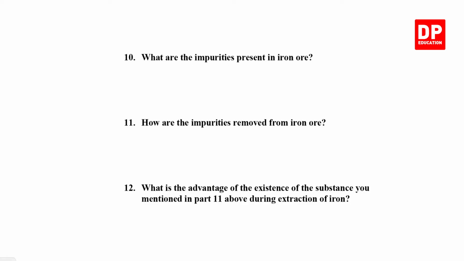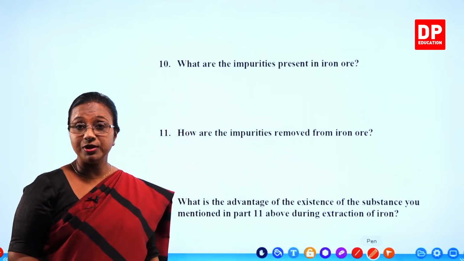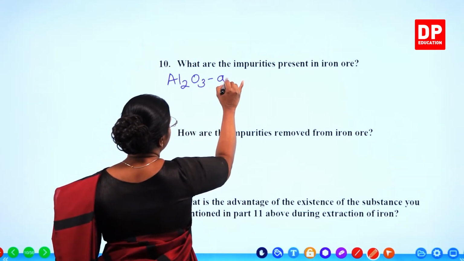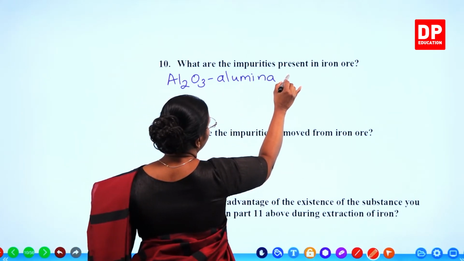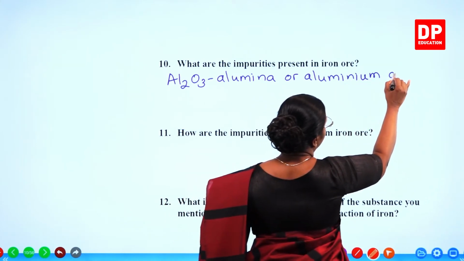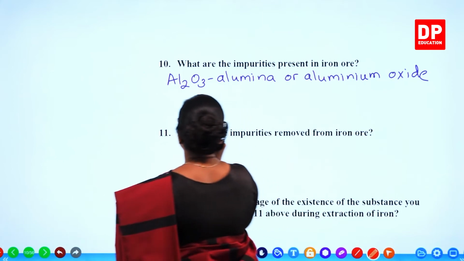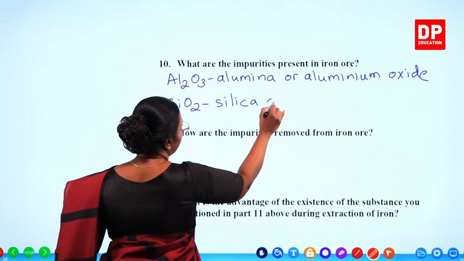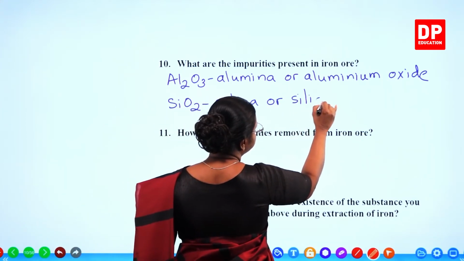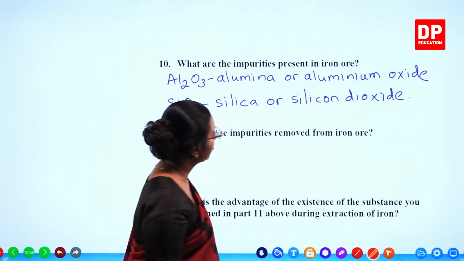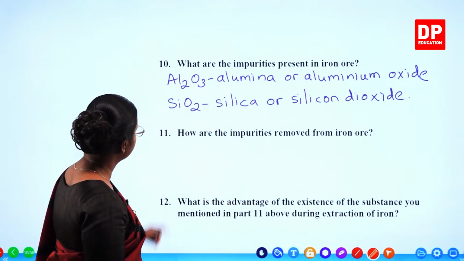10. What are the impurities present in iron ore? So I have told you all this before. What are the impurities present? Alumina is Al2O3. This is known as alumina, or we can say aluminium oxide. Then there is silica SiO2, or what you call silicon dioxide. Aluminium oxide and silicon dioxide, silica.